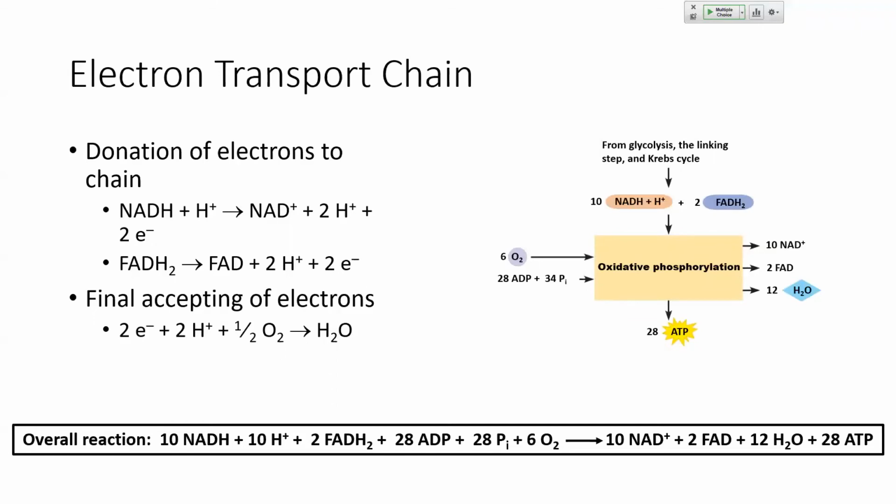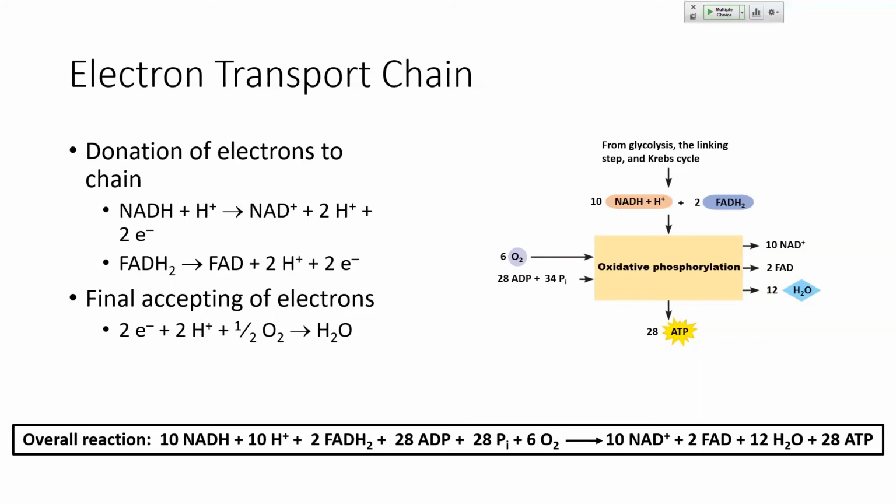Okay, so this is basically just reviewing those steps. Let's start by looking at the overall reaction down here at the bottom. So basically we got 10 NADH plus those 10 H's, so basically 2 electrons per NAD plus. And then we also have 2 FADH2 that is coming from the Krebs cycle. We have 28 ADP and 28 phosphates, and that yields us 28 ATP, 12 water, 2 FAD, and 10 NAD+, so back in the oxidized form.